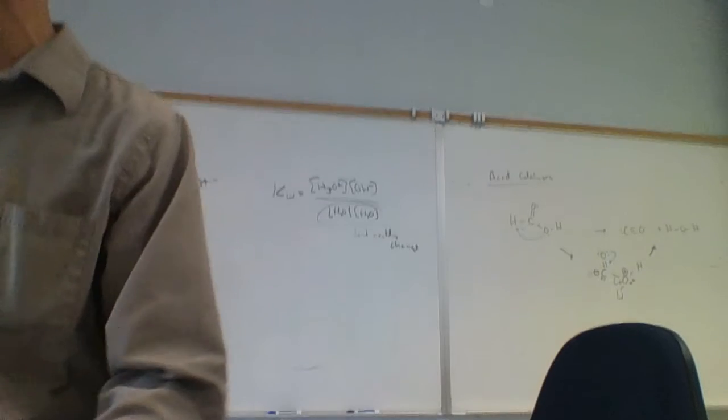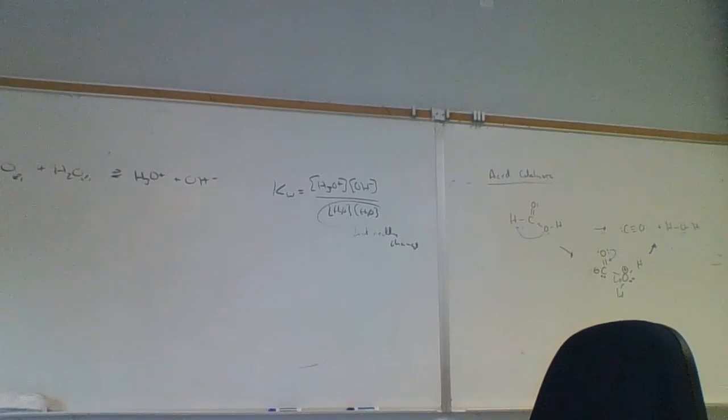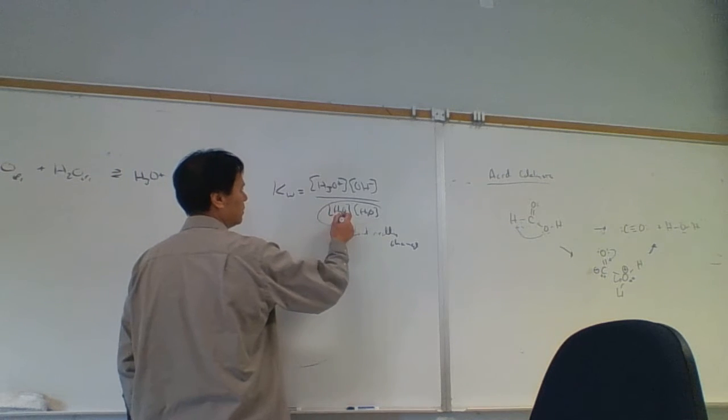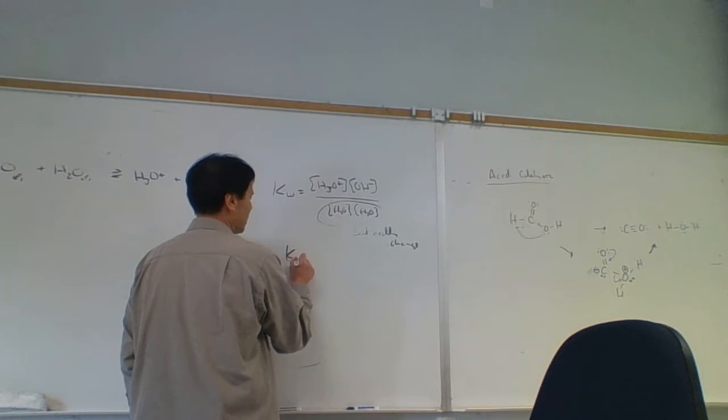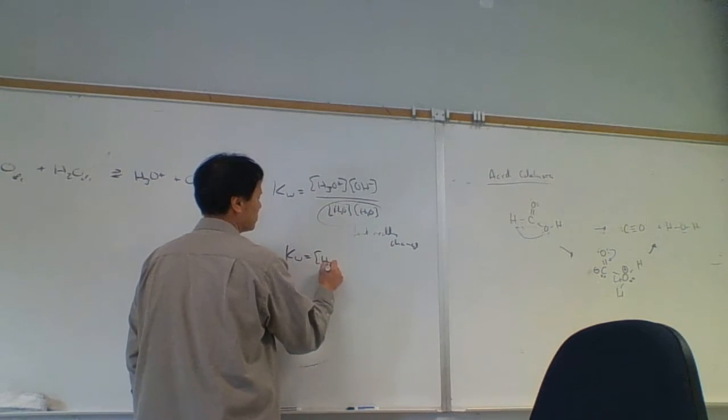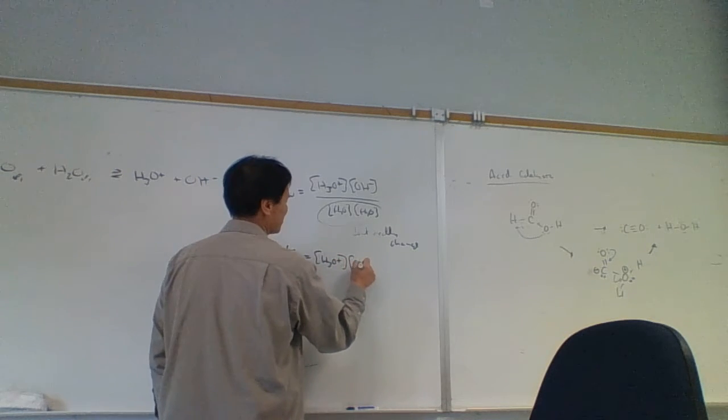Let's say if you have 1 gallon of milk versus 2 gallons of milk, is 2 gallons of milk twice as concentrated? No, it's the same concentration. The same thing for water. If you have 1 gallon of water versus 2 gallons of water, is 2 gallons of water more concentrated? No. And so these are left out. Pure liquids are left out, and so we end up with Kw is equal to the hydronium ion concentration times the hydroxide ion concentration.